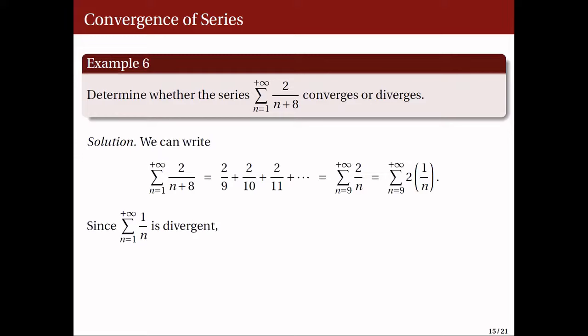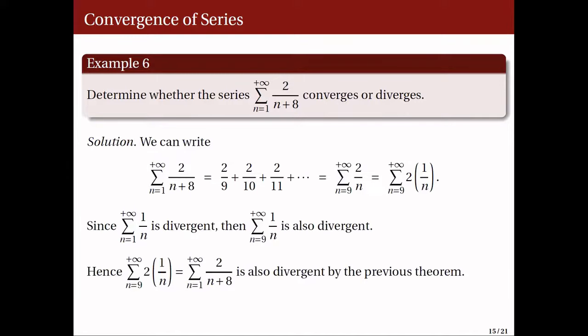Now remember, summation of 1 over n with n ranging from 1 to infinity is the harmonic series, and we know that the harmonic series is divergent. Then, the summation of 1 over n with n ranging from 9 to infinity is also divergent. This new series is obtained by removing the first 8 terms of the harmonic series. Hence, multiplying 2 to this divergent series will also yield a divergent series. Hence, our given series is divergent.